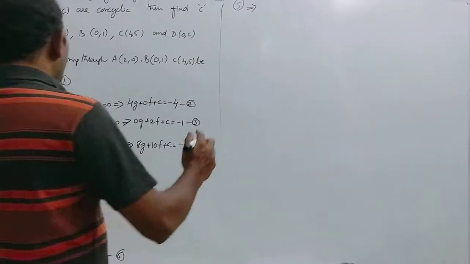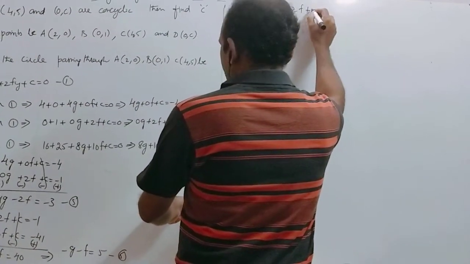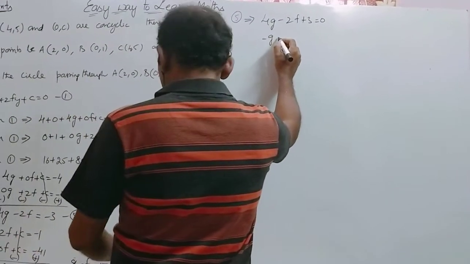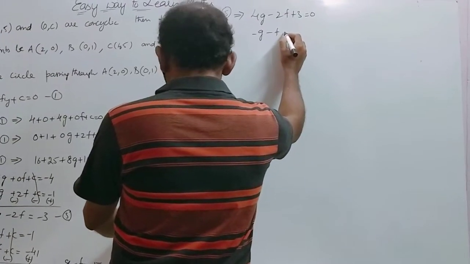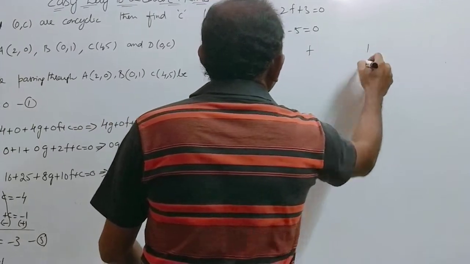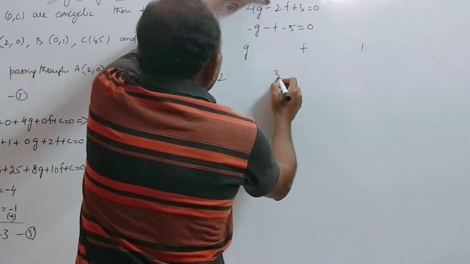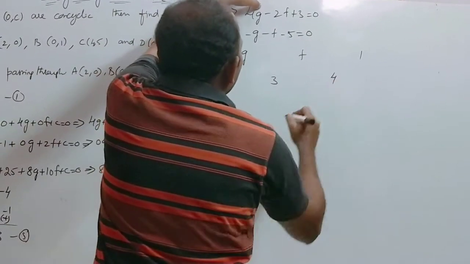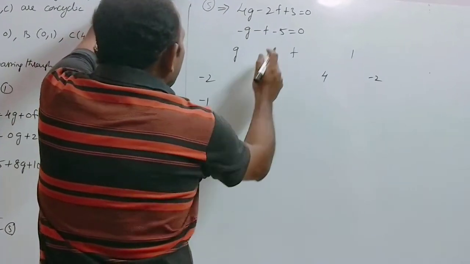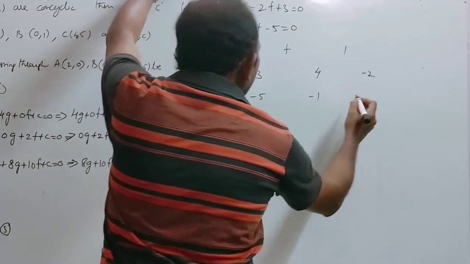Now equation 5 implies 4g minus 2f plus 3 is equal to 0. Equation 6 is minus g minus f minus 5 is equal to 0. Now let us solve. G, F, 1. Here F coefficient minus 2, constant 3, G coefficient 4, then again minus 2. Second equation, F coefficient minus 1, constant minus 5, G coefficient minus 1 and again minus 1.